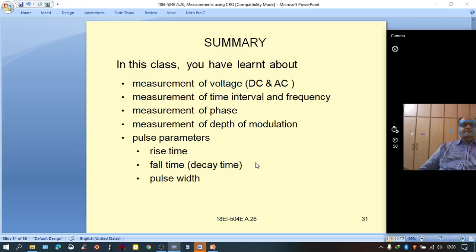In the next class, we will discuss the various probes that are used in CRO.